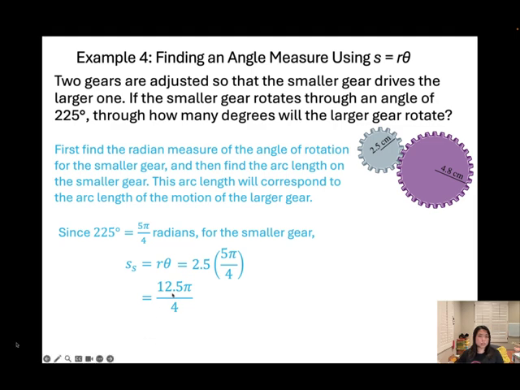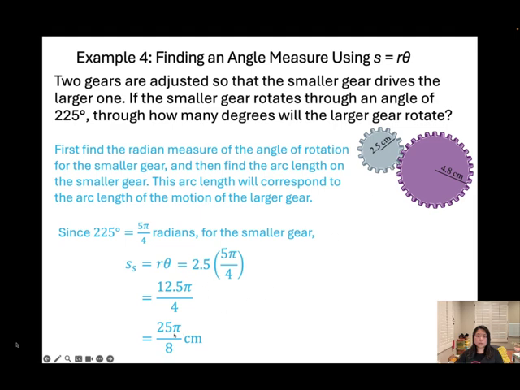Let me try to get rid of the decimal here. So I'm going to times 2 here, times 2 here. Okay. Now, I find out the arc length for the smaller one is 25 pi over 8, when it rotates 225 degrees. How about the larger gear?